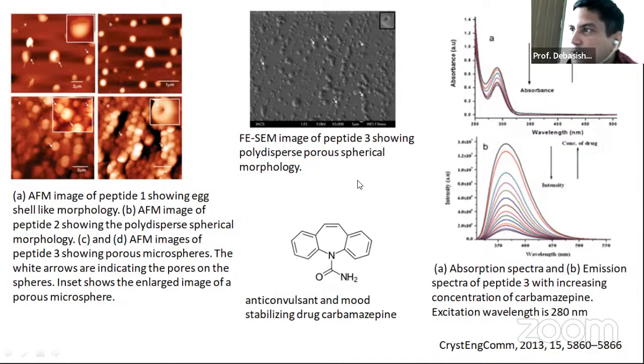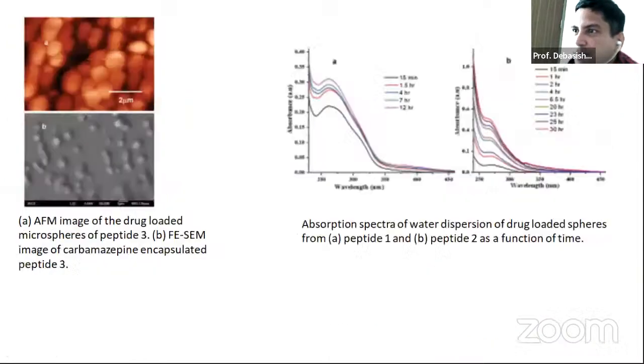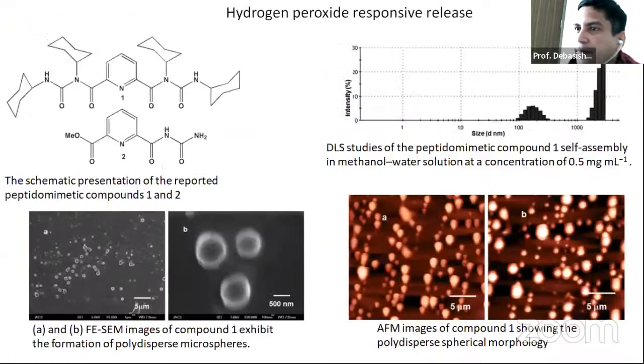And then we have tried the anti-convulsant and mood stabilizing drug carbamazepine, to capture inside the vesicle, to put that drug inside the vesicle, and then use them as a delivery vehicle. So we have also studied their controlled release under different conditions.